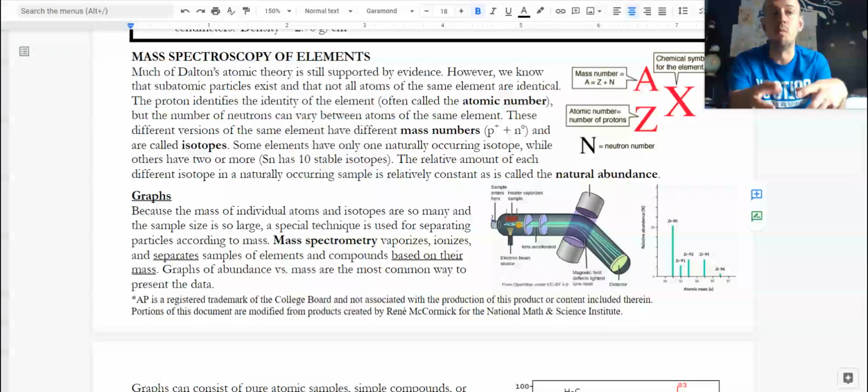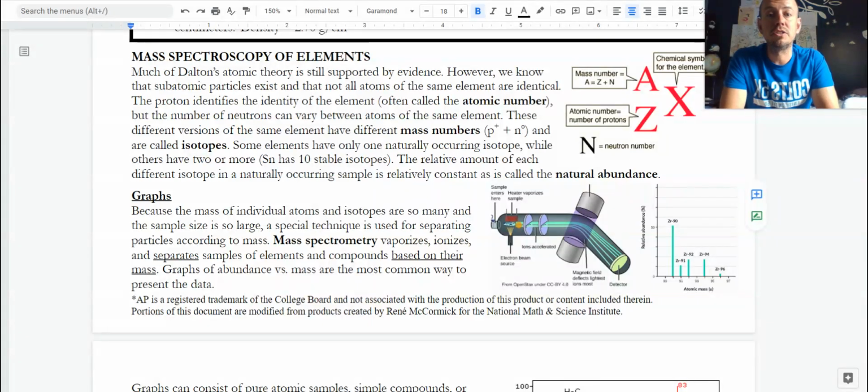So some elements have only one naturally occurring or stable isotope, but some have many of them. And when we have more than one, those different isotopes all contribute to how we look at that element in nature. The naturally occurring percentage of each is called the natural abundance. And when we want to know about that, we have to analyze a sample to find out.